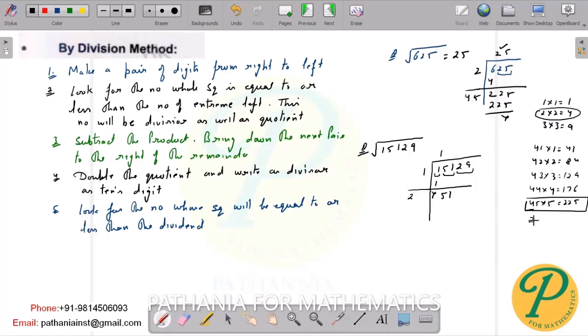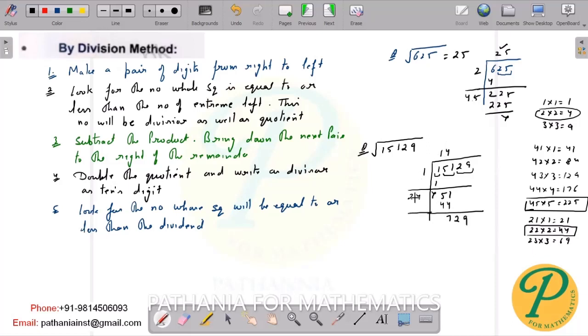Start getting the table. 21 into 1. 22 into 2. 23 into 3. It is 22 because 69 is more than 51. Subtract and move down the next pair.